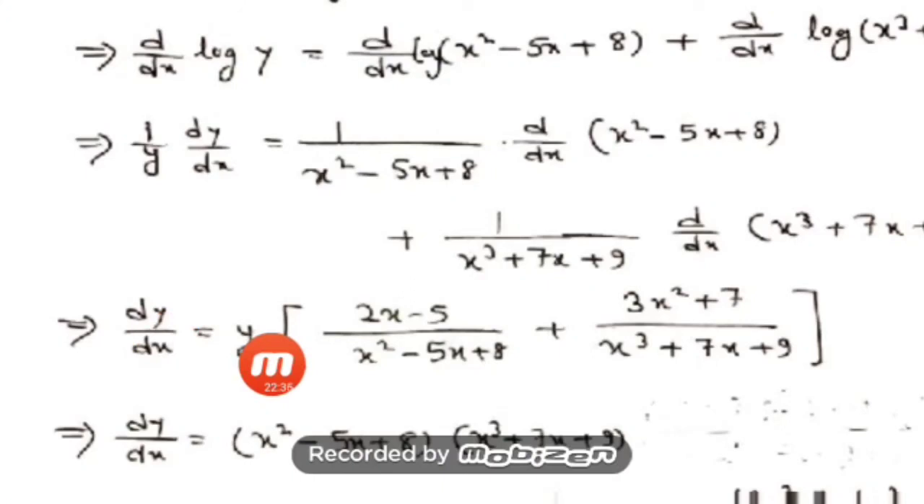And after that this y as is, bring to the right side and this becomes dy dx equal to, what is this? Let us write down x square minus 5x plus 8, and this derivative I have written in the numerator. This is twice x minus 5. x cube plus 7x plus 9. Okay, taking the differentiation, 3x square plus 7.